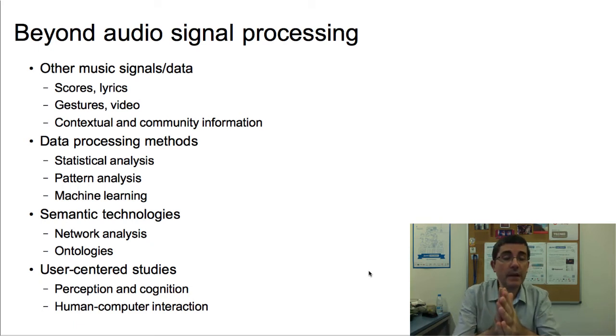But we can also have a lot of textual type of data, contextual or community information, that means comments about the music, descriptions about the music, from which we can extract quite meaningful information to describe a piece of music, to characterize some particular recording. And in terms of the methodologies to analyze this type of data, apart from the signal processing type of topics, there are quite a few areas of mathematics and engineering that are quite useful for analyzing this other type of data.